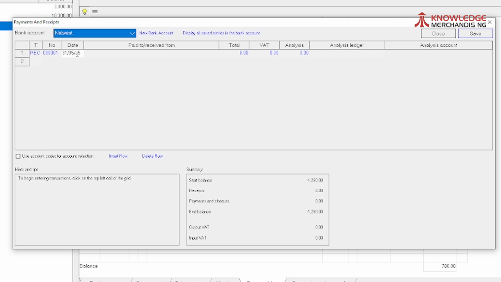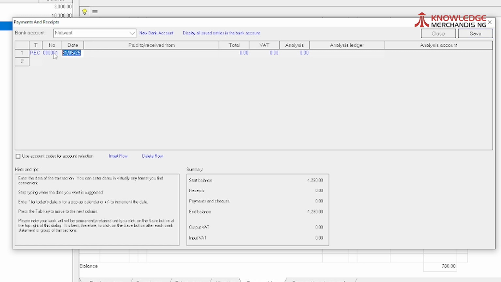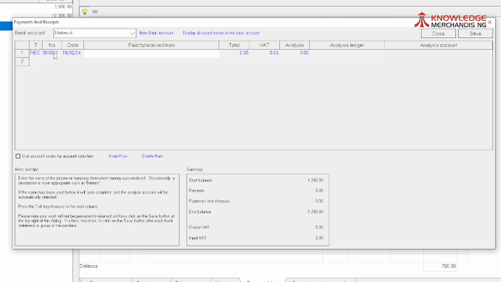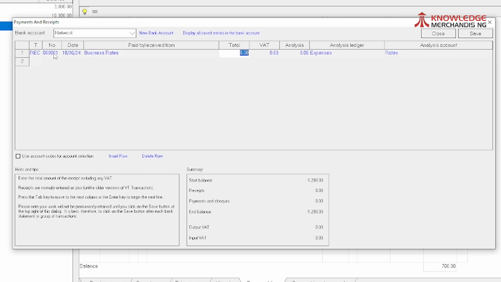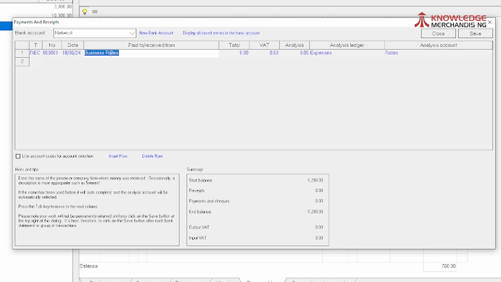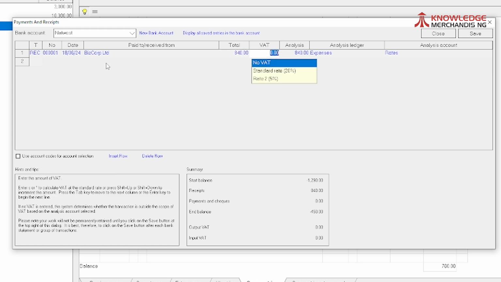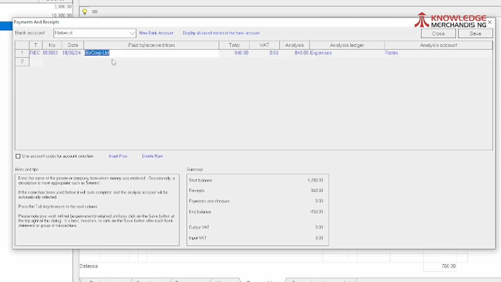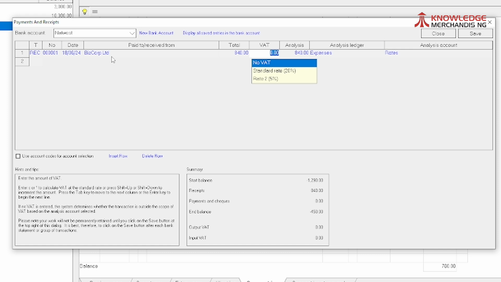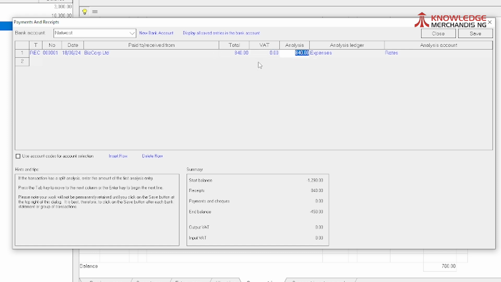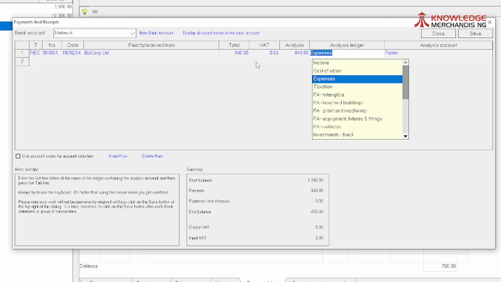So we have received that payment on 18th of June 2024. It is received from Biscorp Limited. The amount is 840. It is the payment that we received, therefore no VAT on it, and it is from Biscorp. No VAT, and it's from customer payment.